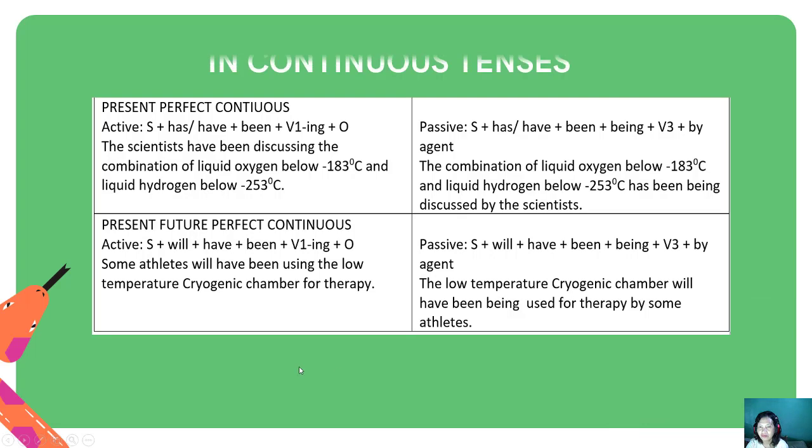I still have two more. Present perfect continuous. Sorry, the spelling is wrong. Actually, continuous. Yeah. Active: subject plus has, have plus been plus verb 1 in plus object. Passive: subject plus has, have been, being plus verb 3 by agent.